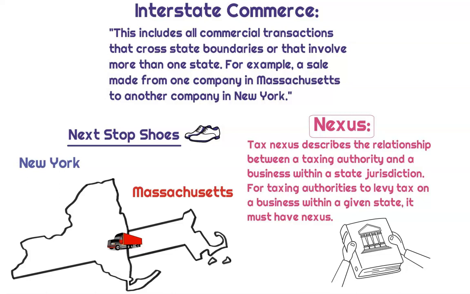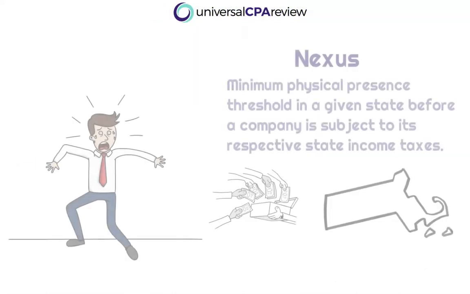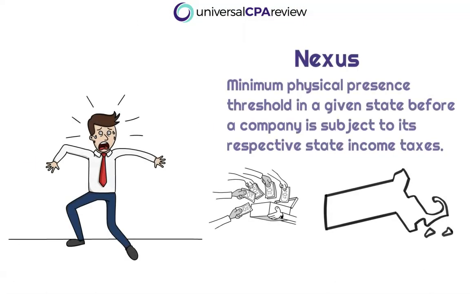So what is nexus? Tax nexus describes the relationship between a taxing authority and a business within a state jurisdiction. For taxing authorities to levy tax on a business within a given state, it must have a nexus. So the general rule is that nexus must exist in order for a business to be taxed. But in order for that tax to occur, the business must have what's referred to as a significant presence in that state. So you could think of this as the minimum physical presence threshold in a given state before companies would be subject to respective state income taxes.